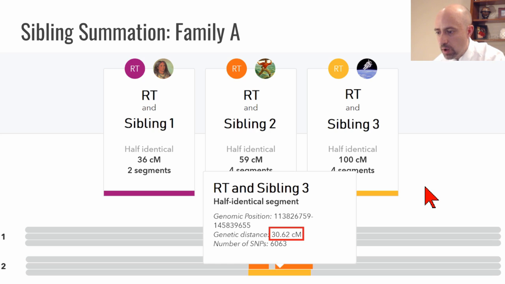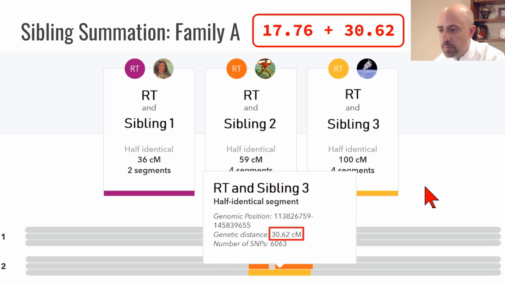We don't want to count all 3 of these segments because the 2 smaller segments overlap with the larger segment, and we don't want to count any DNA twice. So we'll go with the 30.62 and add that to the previous number. So 17.76 from the previous chromosome plus 30.62 on chromosome 2, and then we can move forward.